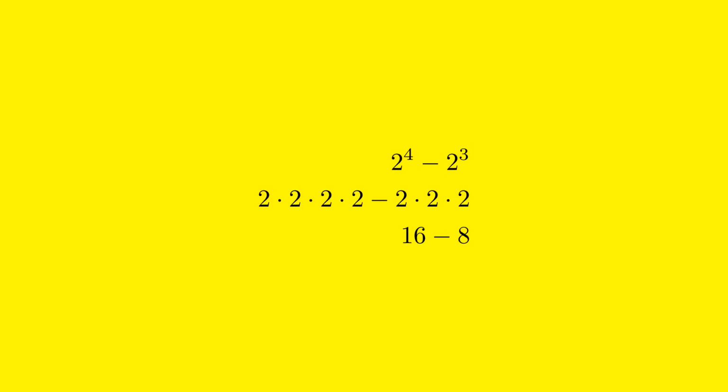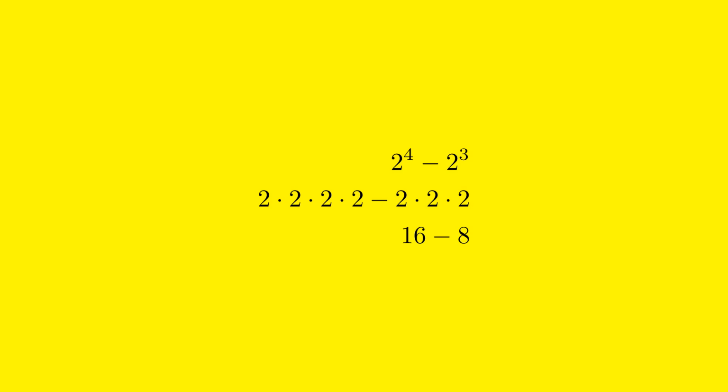Step 1. To simplify the expression 2 raised to the power of 4 minus 2 raised to the power of 3, we first need to calculate each part separately. We start with the first term, 2 raised to the power of 4. This means we multiply 2 by itself 4 times. 2 times 2 times 2 times 2 equals 16.